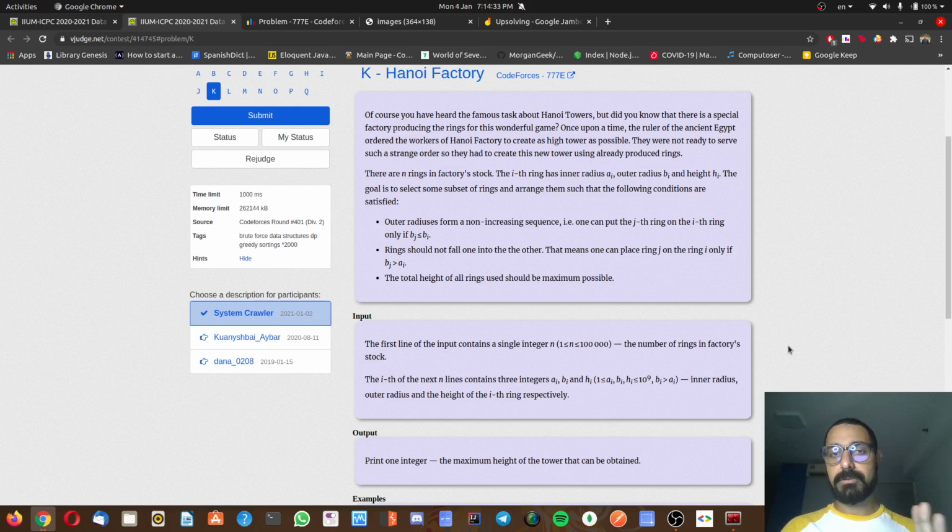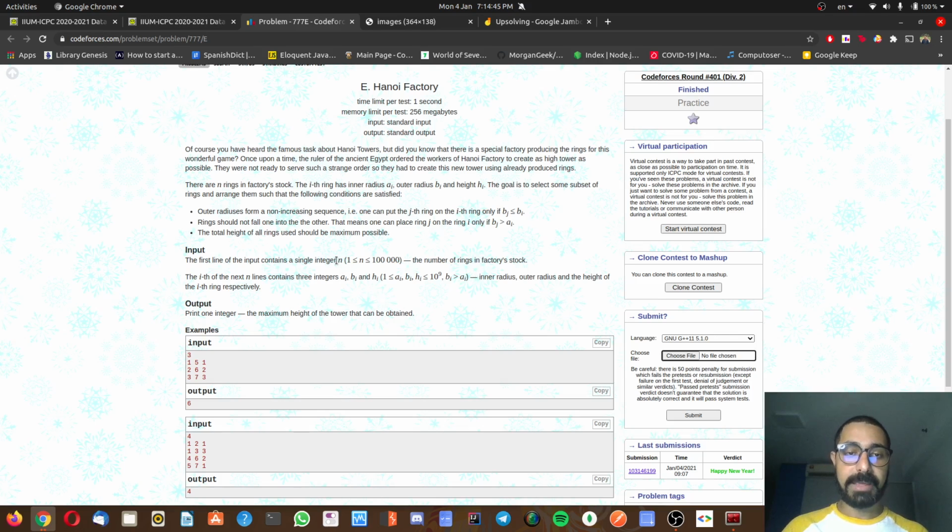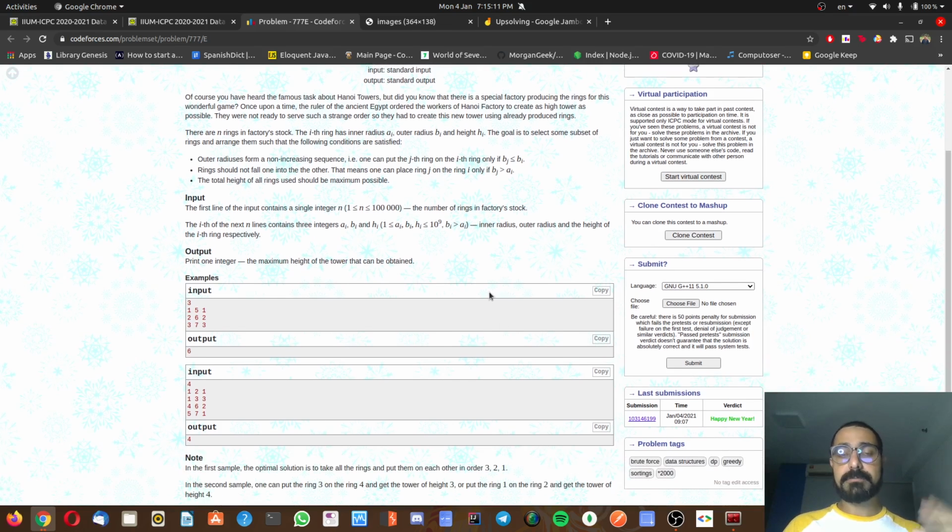Okay, so I'm assuming now you read the statement and you understand what the problem is all about. Briefly, the problem gives us as an input n rings. You can think of this as a ring or some circular, cylindrical shape. Every object has an inner radius, an outer radius, and a height. And then we need to stack some of them on top of each other, such that we can get the maximum height of a tower that can be obtained. But there are some conditions to place one ring or one object on top of the other one.